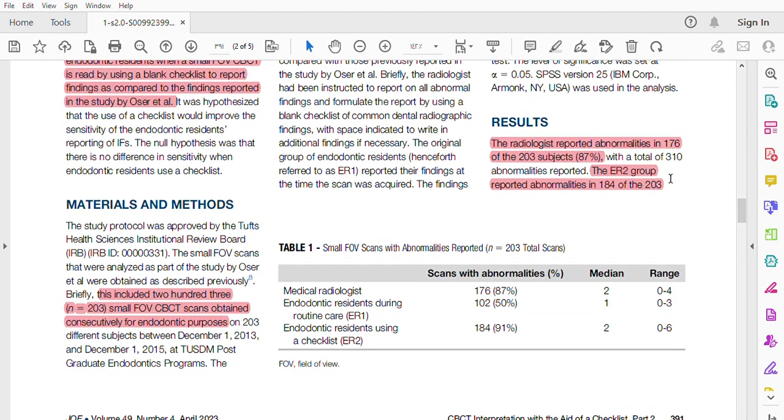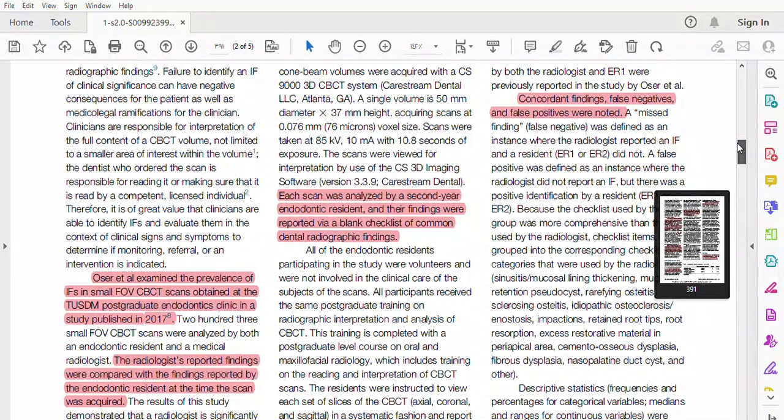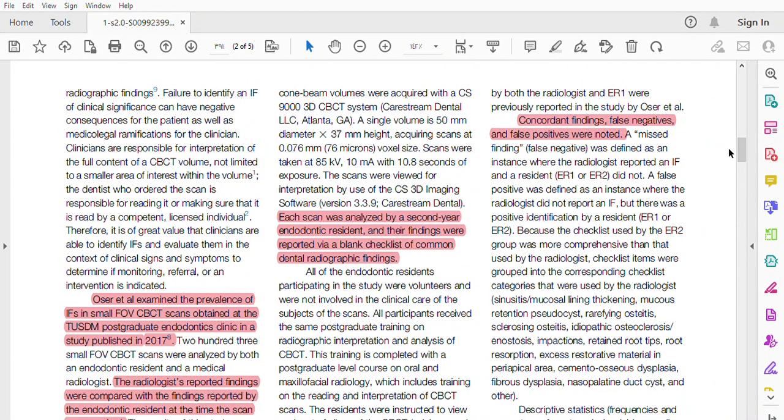For materials and method, briefly, this study included 203 small field of view CBCT scans obtained consecutively for endodontic purposes. Each scan was analyzed by a second-year endodontic resident, and their findings were reported via a blank checklist of common dental radiographic findings. Concordant findings, false negatives, and false positives were noted.